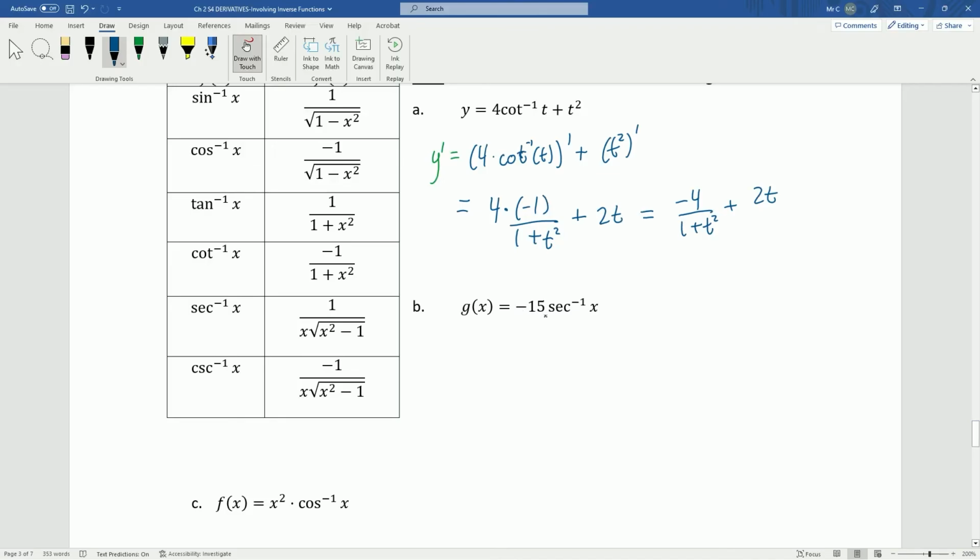Now we've got negative 15 times secant inverse of x. Well, then for g prime, it's a constant multiple of the derivative for secant inverse, which is 1 over x times the square root of x squared minus 1. And I can just write that as negative 15 over that thing.